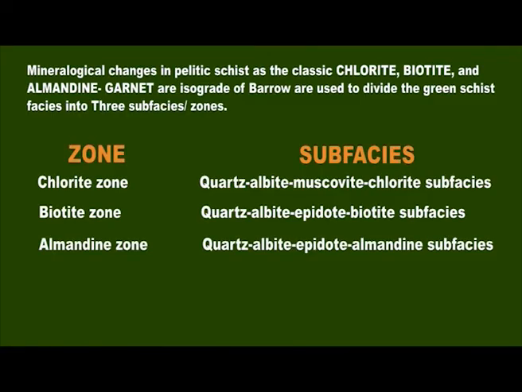Subfacies and zones of greenschist facies. Mineralogical changes in pelitic schist, as the classic chlorite, biotite and almandine garnet isograds of Barrow, are used to divide the greenschist facies into 3 subzones or subfacies. Chlorite zone: quartz, albite, muscovite, chlorite subfacies; biotite zone: quartz, albite, epidote, biotite subfacies; almandine zone: quartz, albite, epidote, almandine subfacies.